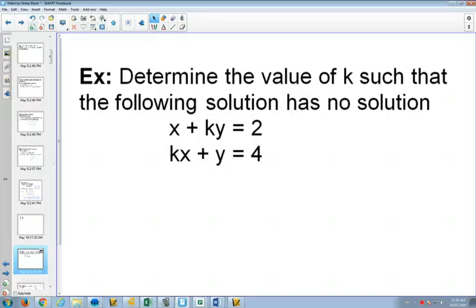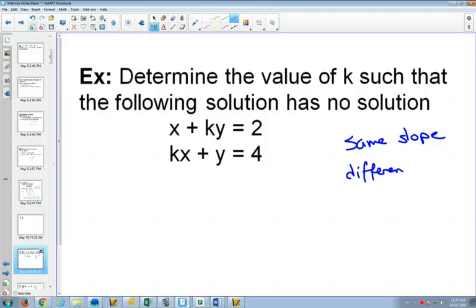And we want to find a value of k so that this has no solution. Well, if it has no solution, what do we need? No solution systems have the same slope but different y-intercepts.